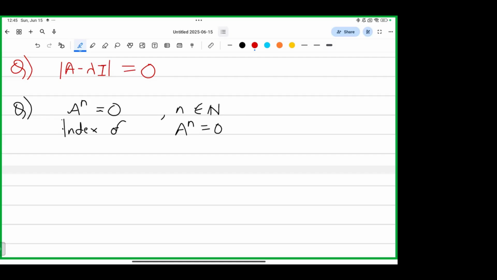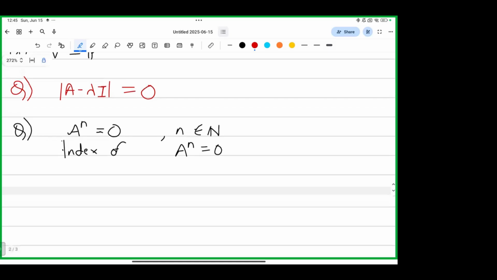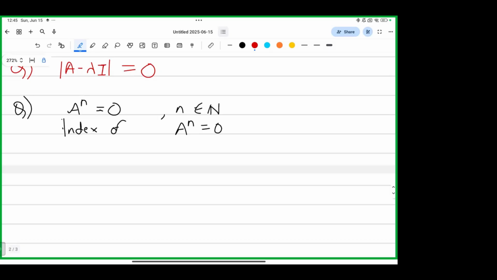Why? Because we can construct an example for it, because for the equal to part we can take a diagonal matrix or a lower triangular or upper triangular matrix. Again, you are making a mistake. I told you, whenever we have to prove something, don't use examples. Okay, sir.